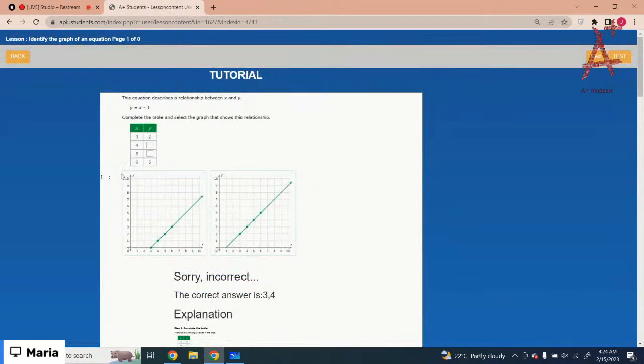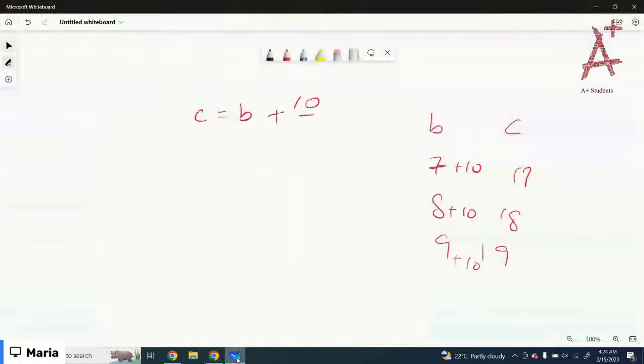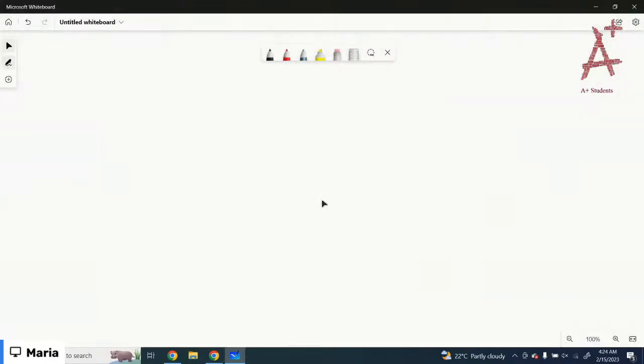Okay, the equation describes the relationship between x and y: y equals x minus 1. Complete the table and select the graph that shows this relationship. Okay, the equation is y equals x minus 1. Let's just find out the missing values first. The equation is y equals x minus 1.